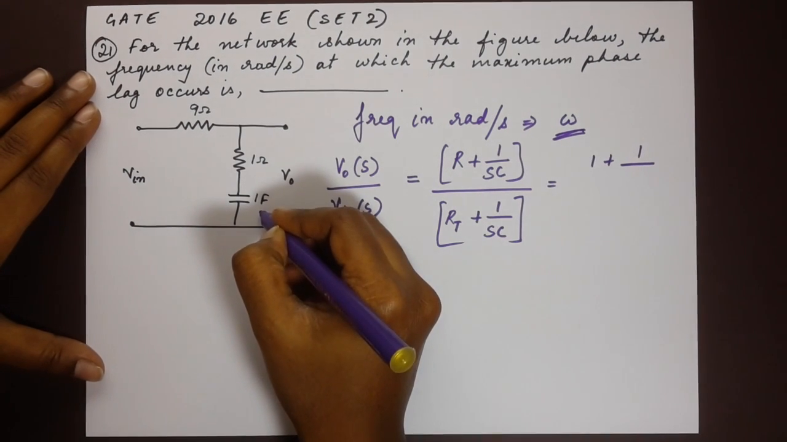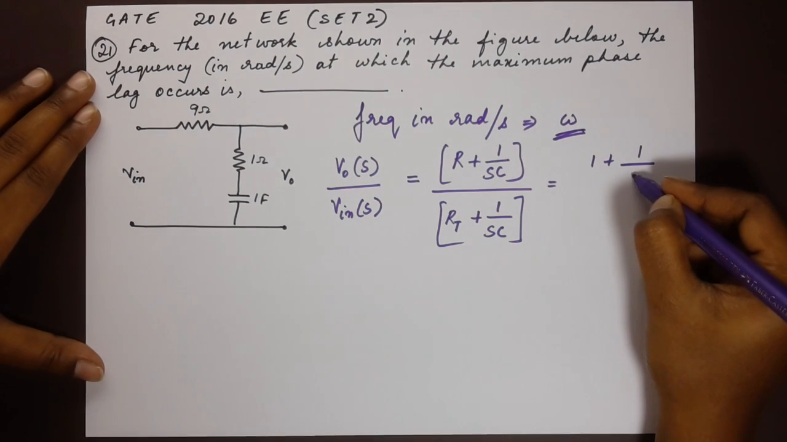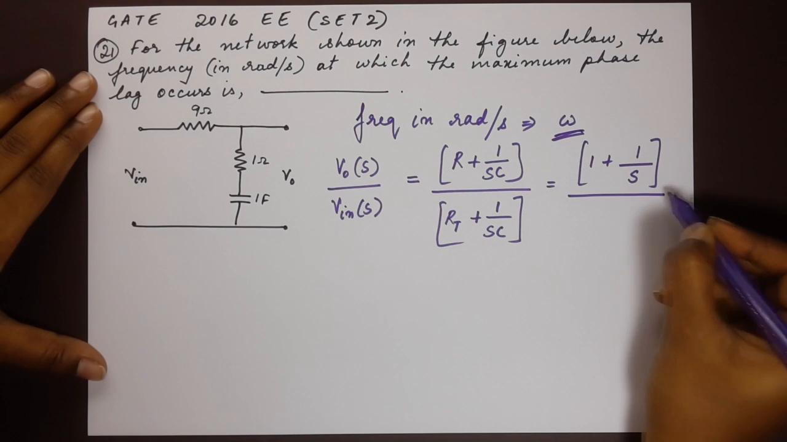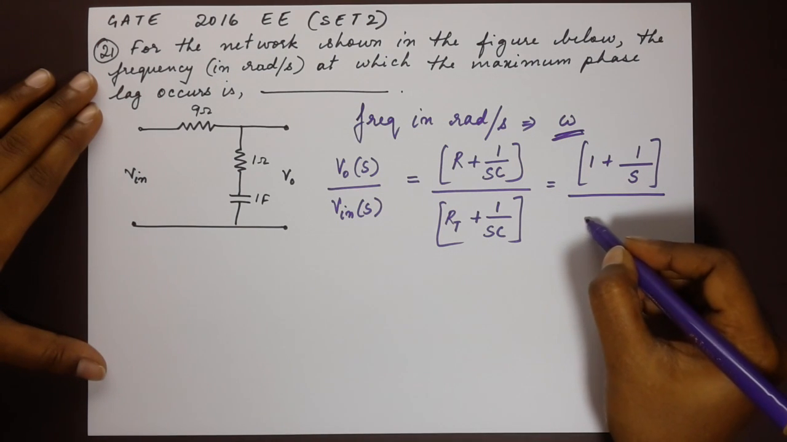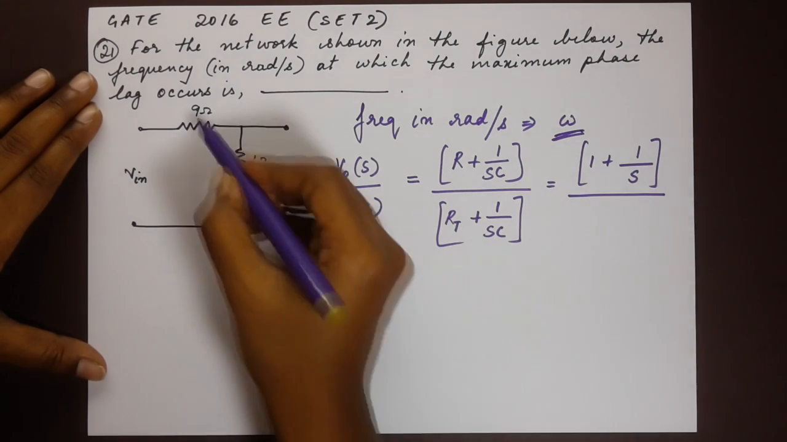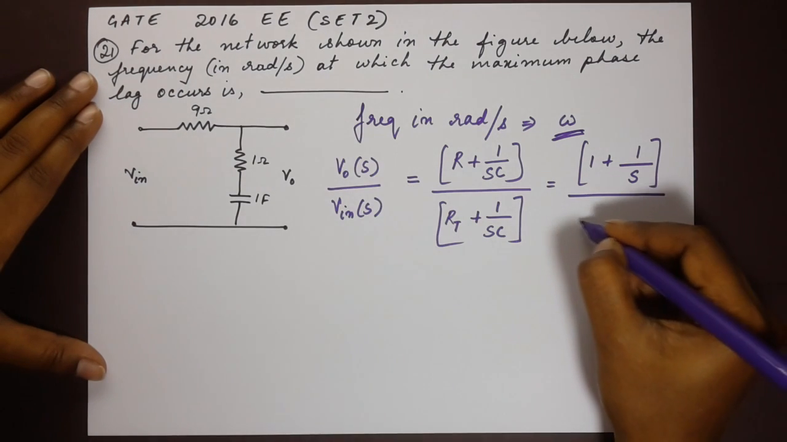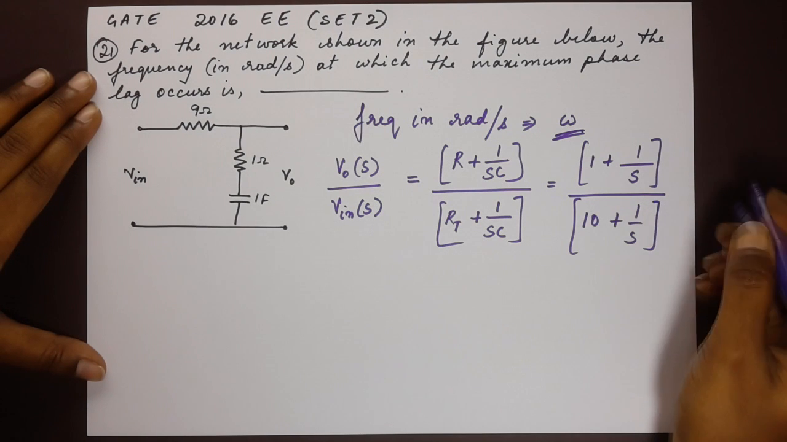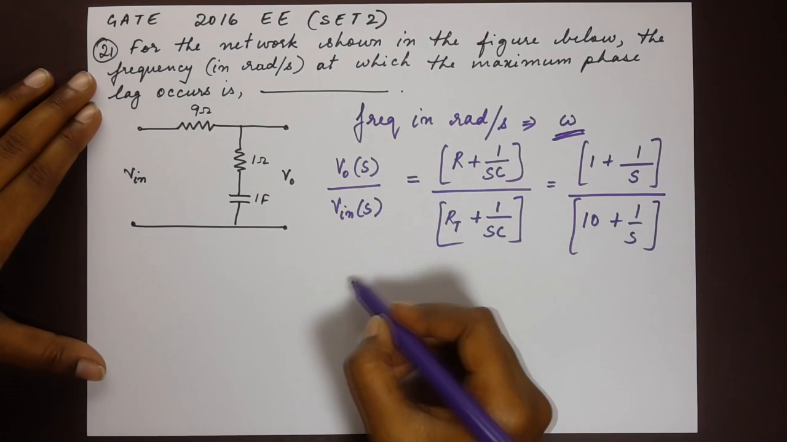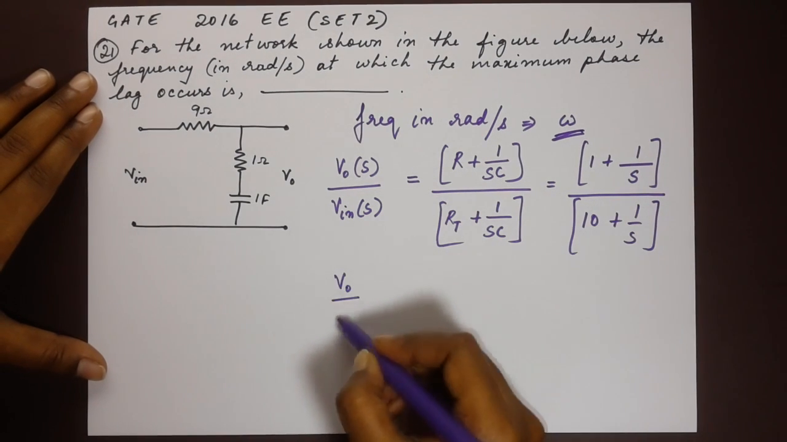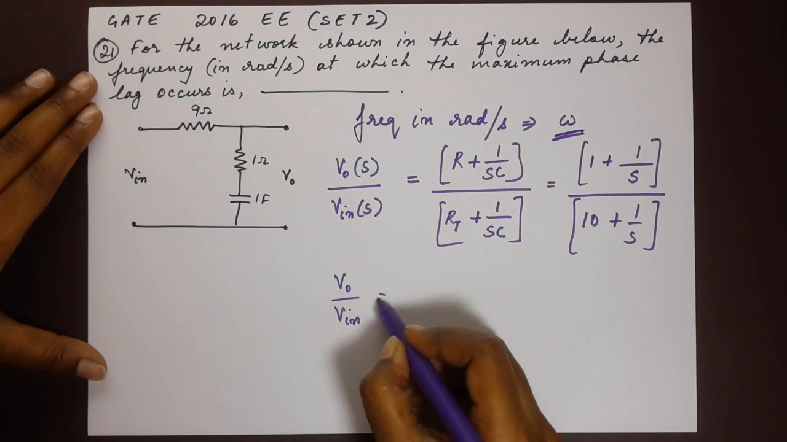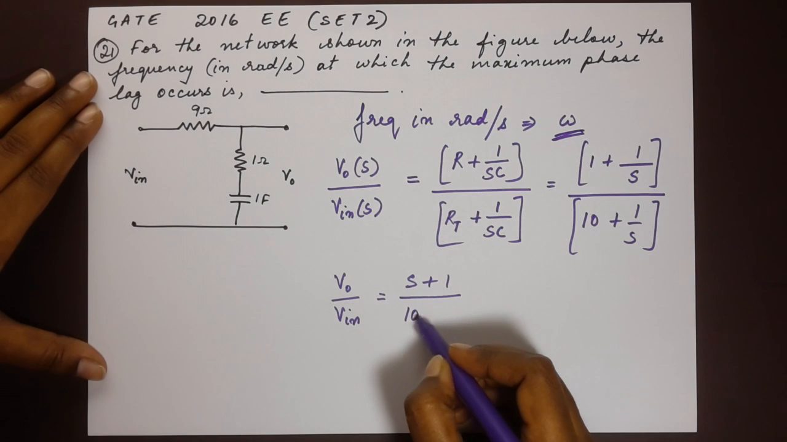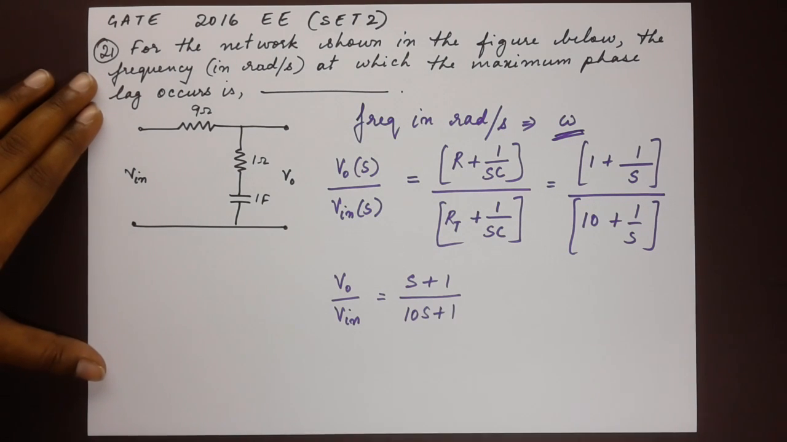C, we have the value of the capacitance as 1 farad. So here we have 1 plus 1 by S divided by, in the denominator here, RT is the total resistance, so that's 9 plus 1, so that's 10. 10 plus 1 by S. Now if we simplify this further, we will have the ratio of V naught by V in terms of S, of course, S plus 1 divided by 10S plus 1.